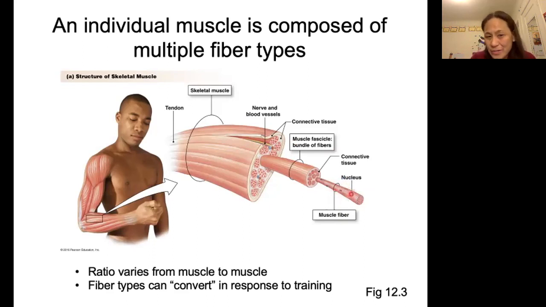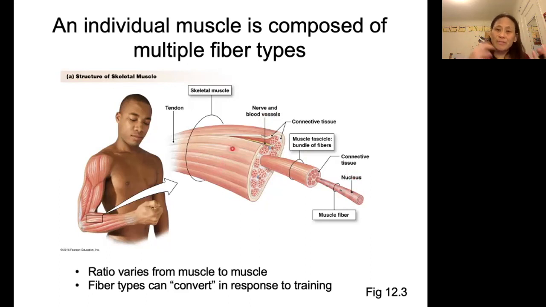So some of them will be fast twitch, some will be slow twitch, some will be that intermediate type, okay? And the ratio of your fast twitch to your slow twitch to your intermediate, your type 2As, is going to reflect the type of work that is done by that particular muscle, right? So if you have a muscle that's going to be doing a lot more endurance type work, then you will see a lot more slow twitch fibers. If you have a muscle that is going to do more short, strong bursts of contraction, then you're going to see more fast twitch fibers, okay?